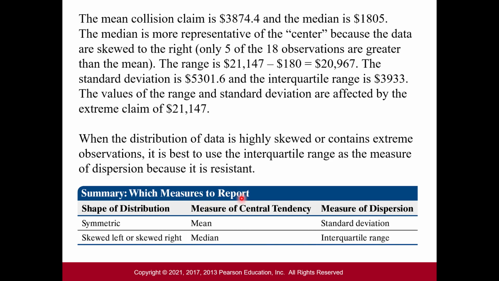Which measure do we want to report? Well, if the shape of the distribution is symmetric, the measure of central tendency would be the mean, and the measure of dispersion would be the standard deviation. But if your shape is skewed left or right, then you want to use the median as the measure of central tendency, and instead of standard deviation, we're going to go with interquartile range. So just to make this clear, if we know that our data is skewed either left or right, then we want to choose the median and the interquartile range to report our data.